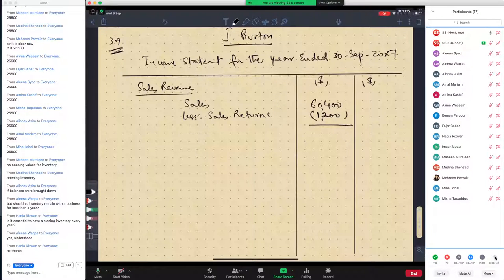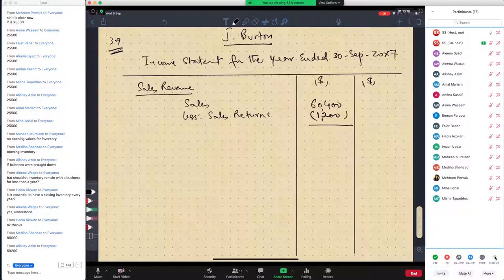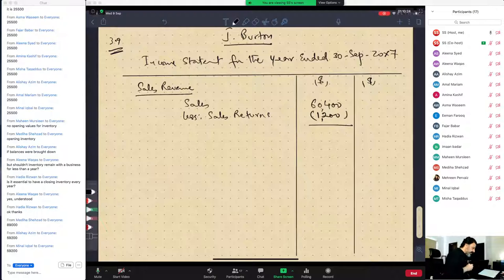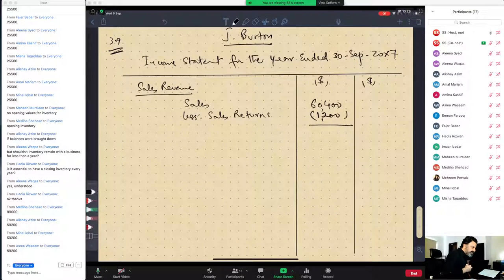60,400 minus 1,200. You have the calculator, 59,200. Madiha, 89,000 nahi hai beta. Recheck your calculations. So it's 59,200. That is your sales revenue or income generated by sale of goods.